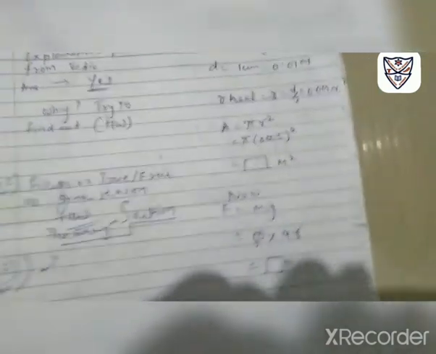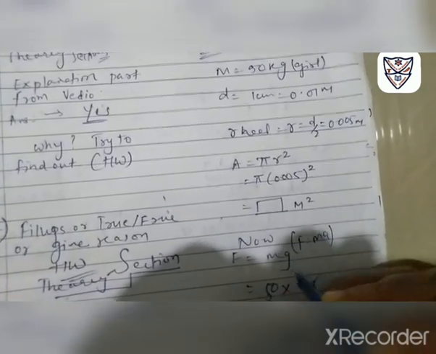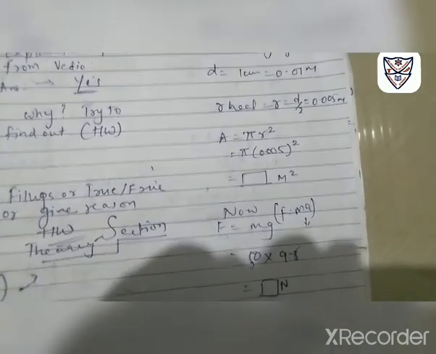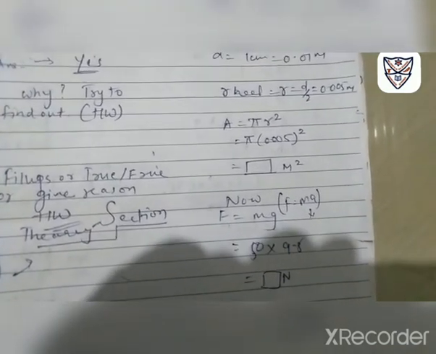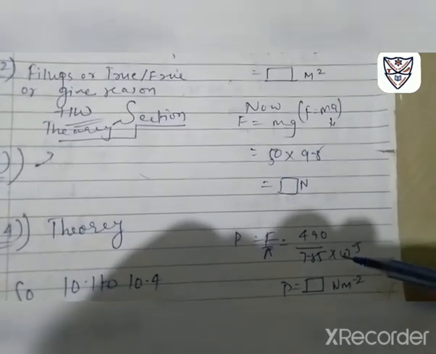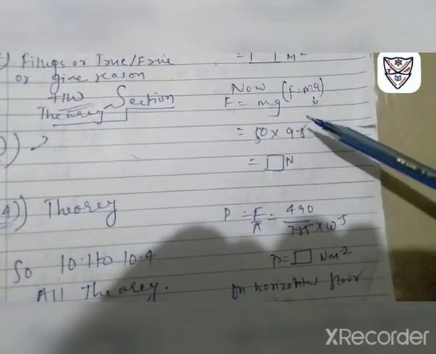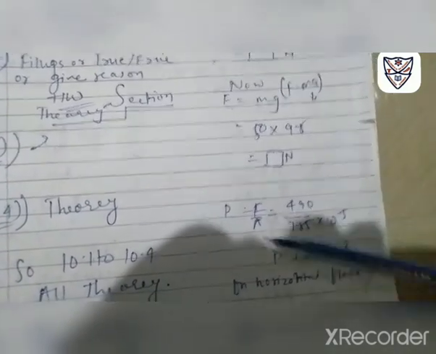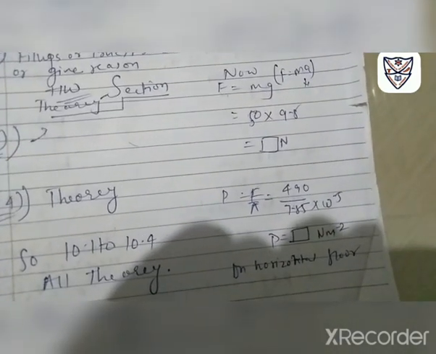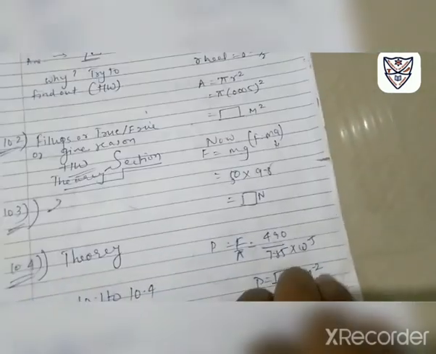Now you know F is equal to ma, but here the object is falling freely, so mg. So 50 into 9.8 you will get your force. Now for the pressure, you know the formula is F upon A. You have already calculated F from here, and A you have calculated here. Just place the values and you will get the pressure on the horizontal floor. It is easy. Okay.